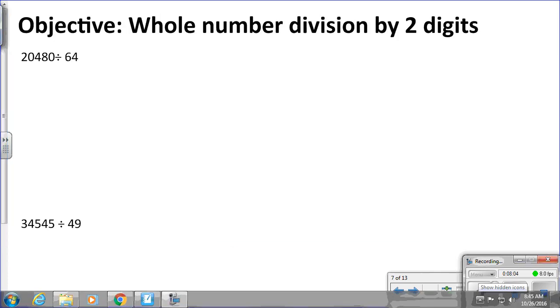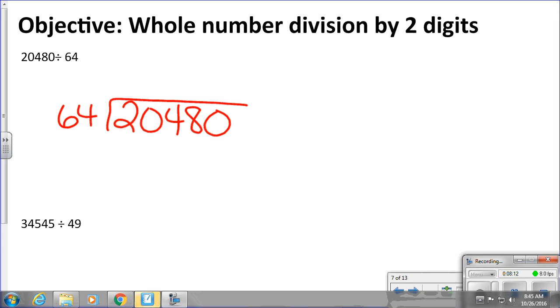Okay, whole number division by 2 digits. The first number you say will go under the division sign. And what you're dividing by will be your divisor outside. 64 does not go into 2. 64 does not go into 20. It's not until you're at 204 that you can get 64 in there, and that's 3 times. 192 is the answer of 64 times 3.